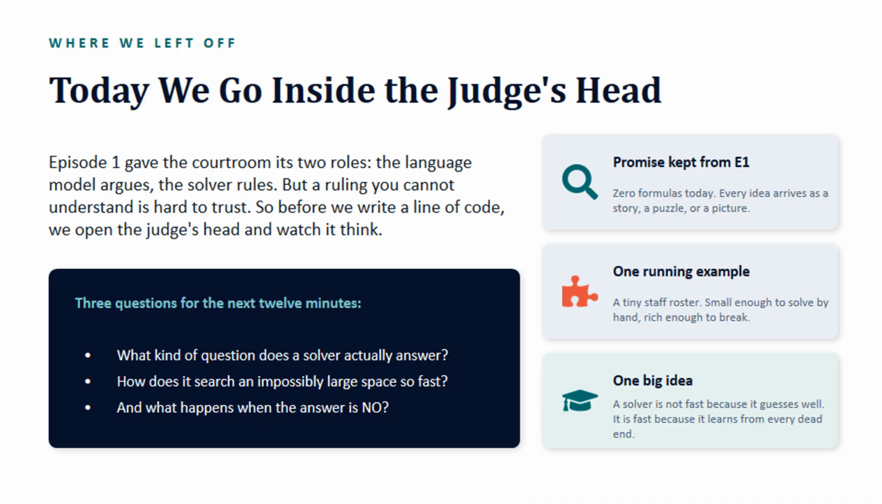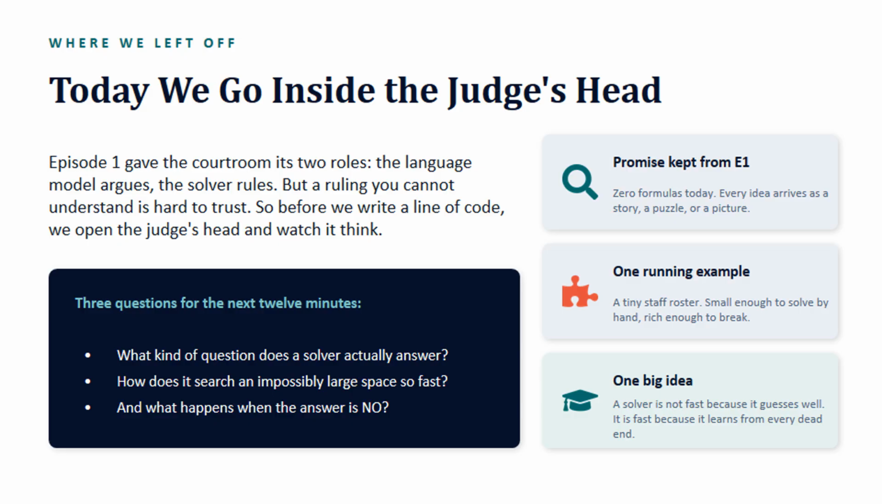So before we write a single line of code, we will answer 3 questions. First, what kind of question does a solver actually answer? It is narrower than you might think, and that narrowness is its superpower. Second, how does it search a space of possibilities that is, quite literally, astronomically large, and still come back in milliseconds? And third, the question that matters most for agents: what happens when the answer is no?